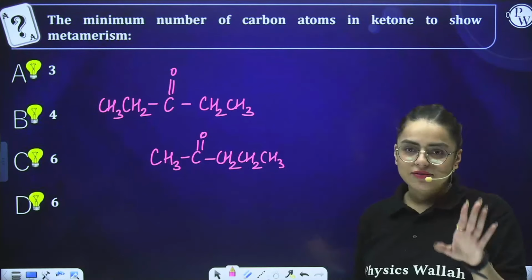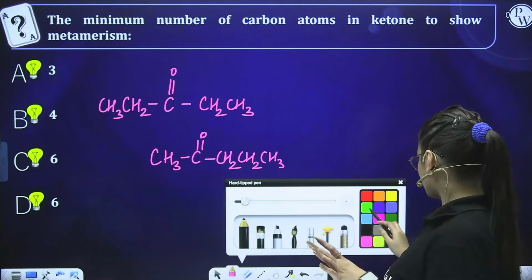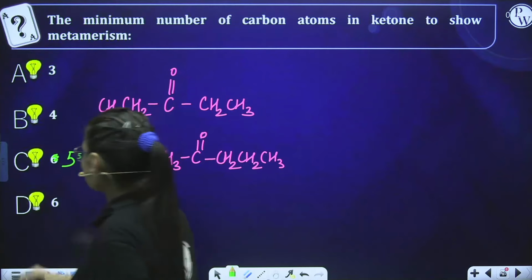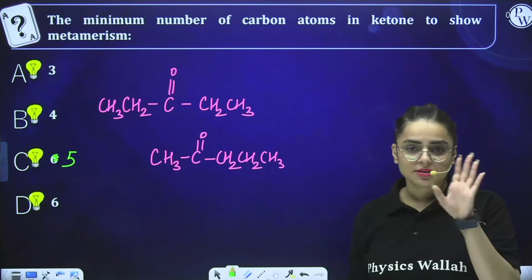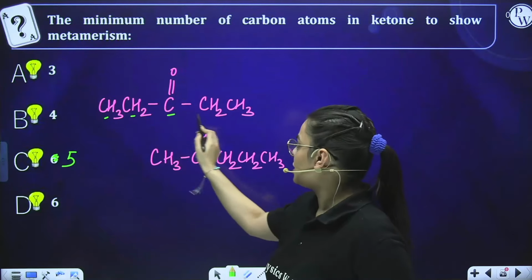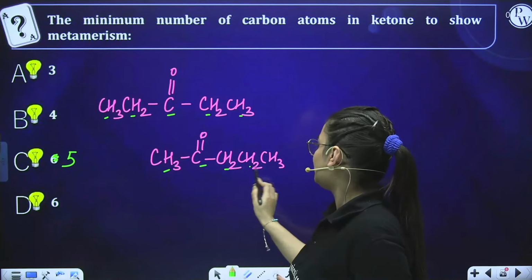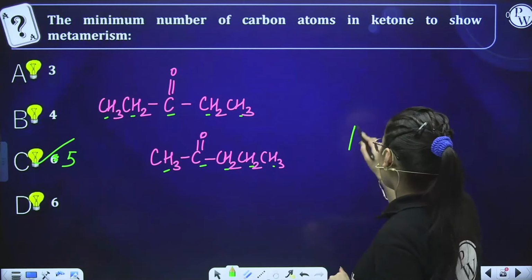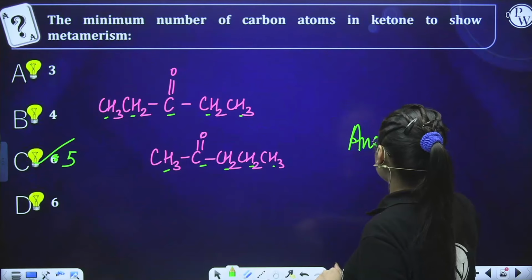So at least 5 carbon atoms are required, and I have seen that C and D options are almost the same, so kindly correct it. Option C is 5, right? So how many minimum carbons do you need? 1 2 3 4 5. So the answer is going to be option number C. Clear? The answer is going to be 5, that is option number C.